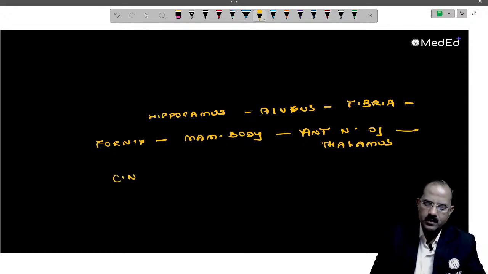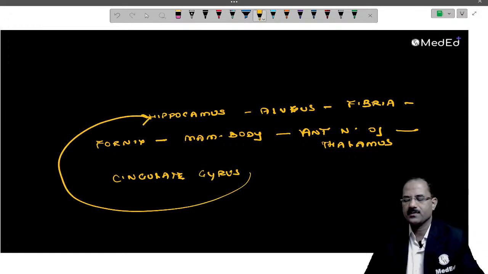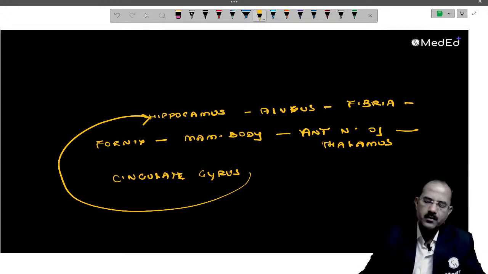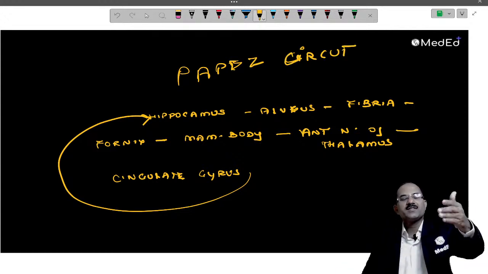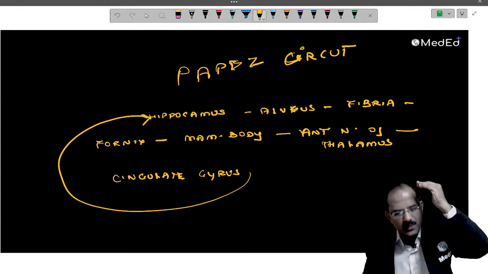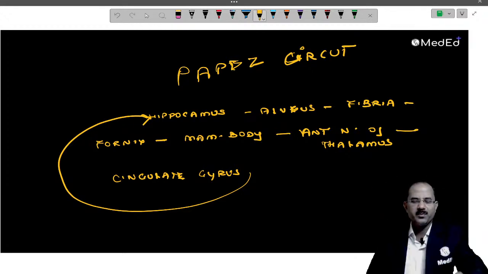Then via the cingulate gyrus, it goes back to the hippocampus. So this is what we call the Papez circuit. And this Papez circuit is responsible for emotions and recent memory. Hope you're getting this, students.